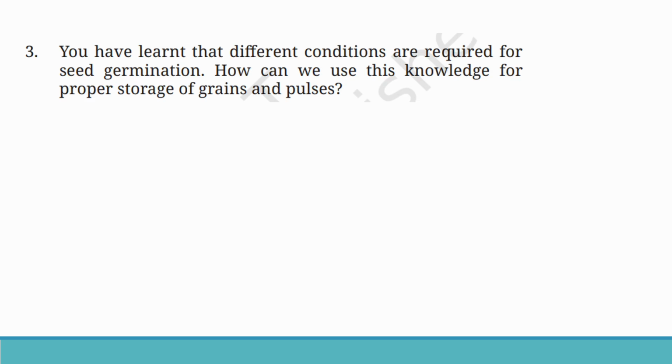You have learned that different conditions are required for seed germination. How can we use this knowledge for proper storage of grains and pulses? So, we know that water, temperature, then air, sometimes light, etc. are the important conditions needed for seed germination. Our question is, how can we use this knowledge for proper storage of grains and pulses?